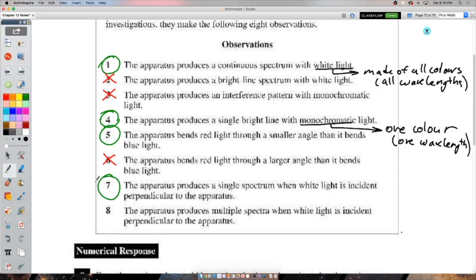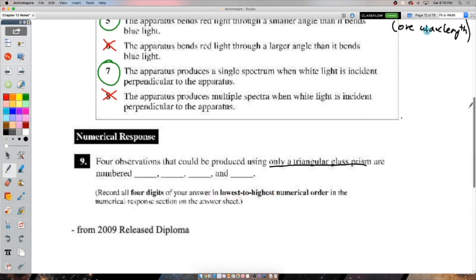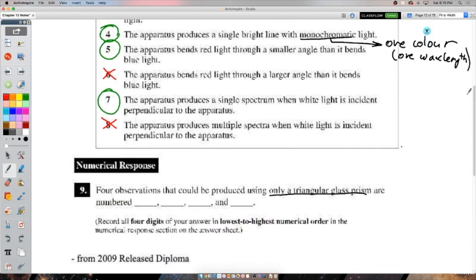The apparatus produces multiple spectra when white light is incident perpendicular to the apparatus. Which one was that? That was a diffraction grating, okay? So not 8. Remember, the diffraction grating made 2 interference patterns on either side of the central maxima. And if it was white light that was incident, it would get split up into its colors. Okay, so 4 observations that could be made: 1, 4, 5, 7. That totally wraps up topic 3.